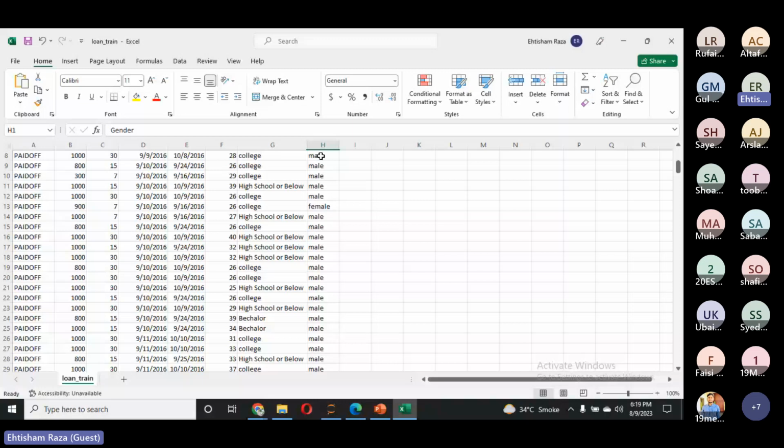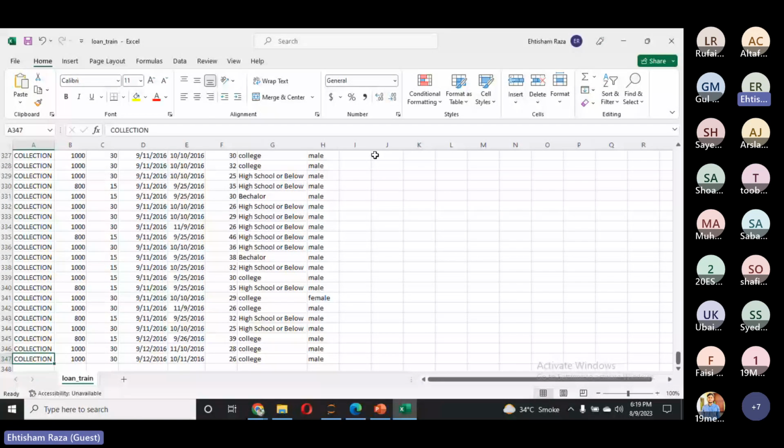So we are going to predict, if a person comes from a college and he's a male and his age is this and he's taking a loan of 1,000 rupees for 30 days, whether he's going to pay back the loan or not. So we need to predict whether to give him a loan or not based on his profile. If he belongs to high school or below, is he a right person to give a loan to or not?